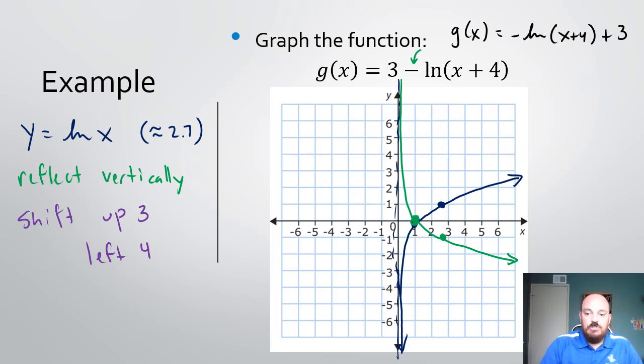Final answer is the shift. We're going to move everything up 3 and left 4. So let's start with the asymptote. If I shift the asymptote 4, it's going to be over here at negative 4.